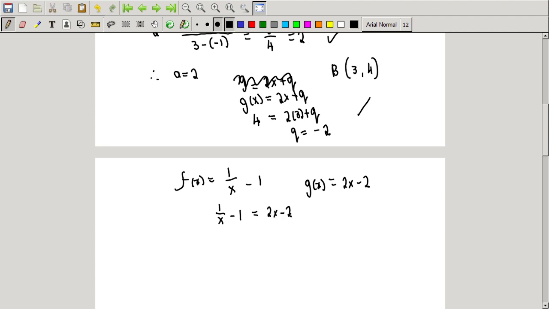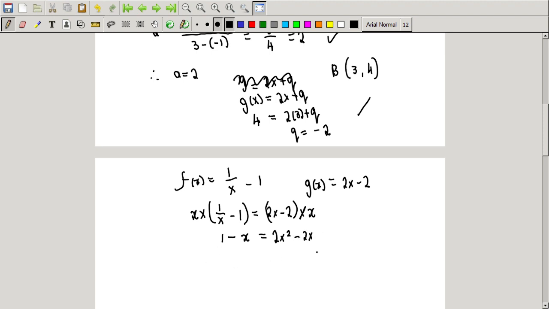So what is the first thing that I can do? I don't like fractions. Actually, I like them, but not in this case. So I multiply both sides by x. What I do on the left is what I do on the right. Here x will divide, here x will be, here x will divide. Then x times negative 1 is going to be negative x, and x times 2x is going to be 2x squared minus 2x.